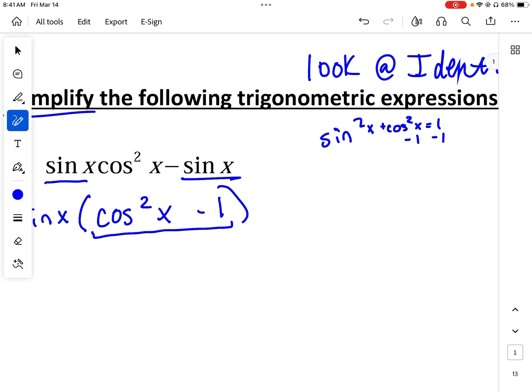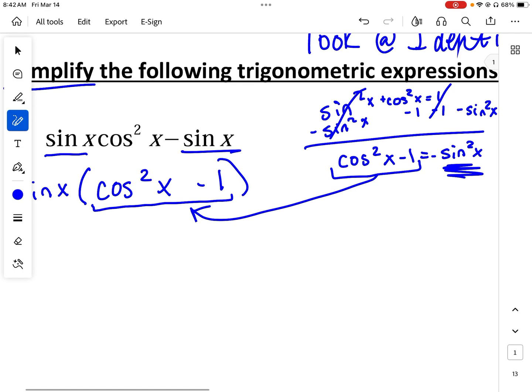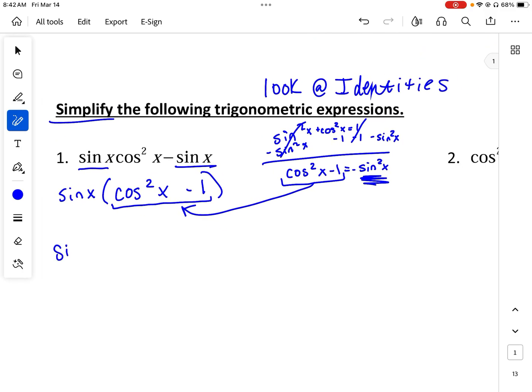Okay, and I want cosine squared x minus 1. So I'm going to subtract 1 and move sine squared x to the other side. Now I have cosine squared x, and then I get this too. Those cancel, those cancel. I get this. That's going to be something I can use, because see how these are the same? So I'm going to input this. So I have sine x times negative sine squared x.